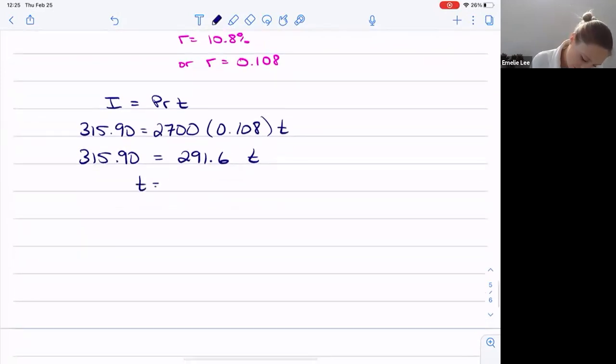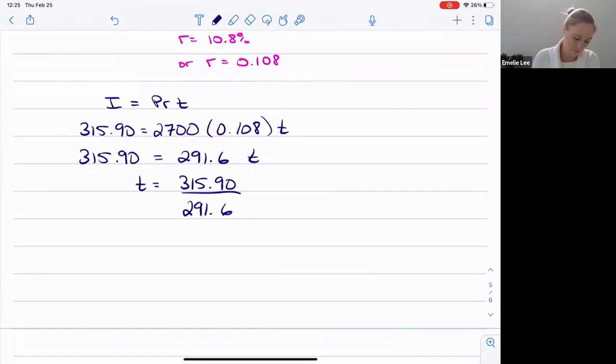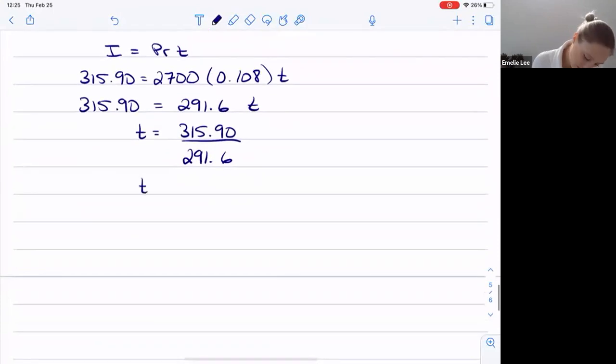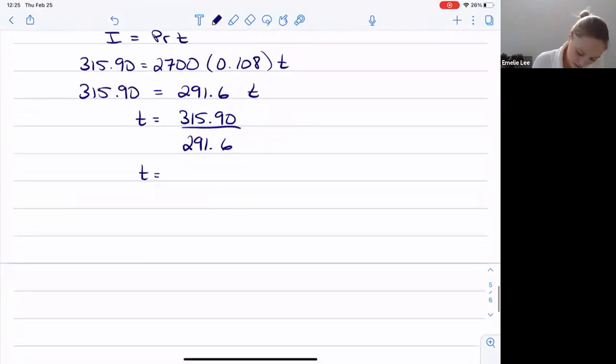Right, multiplying those two out first. Then solving for T, I get 315.90 divided by 291.6. T, I get is roughly 1.083 repeating years.